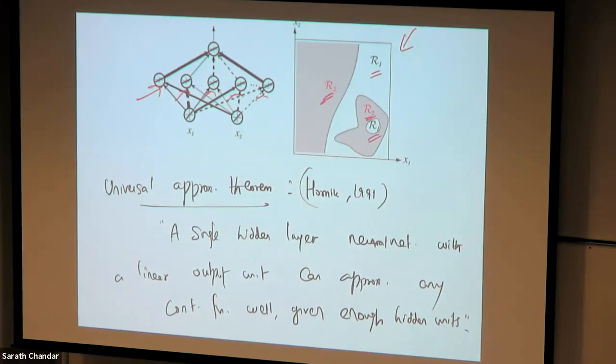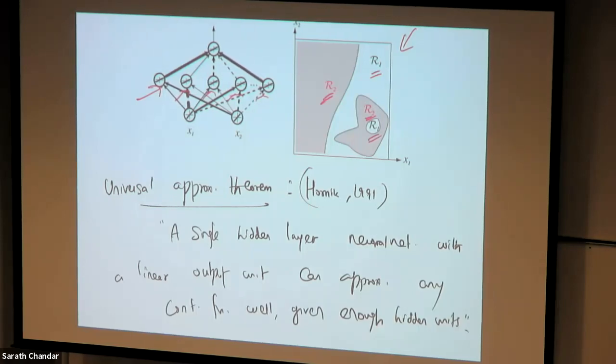So this simple MLP architecture that we have seen, right? Where there's an input layer, hidden layer, and output layer. You take such an architecture with a linear output unit, okay? So this architecture or model can approximate any continuous function, okay, given enough number of basis functions or hidden units.